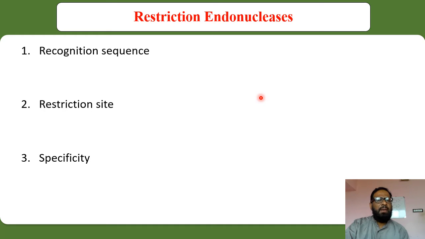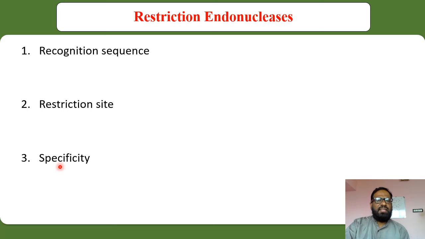The first feature is they have the ability to identify a recognition sequence. If you take a complete DNA molecule, within that DNA molecule you can find that they have the ability to identify a particular segment as the recognition sequence. And once the recognition sequence is identified, they have the ability to break the phosphodiester bond exactly at a particular position, where a particular bond is going to be broken. That particular bond or area is called the restriction site. And the restriction endonucleases exhibit specificity. Since they have these three properties, we call them restriction endonucleases.